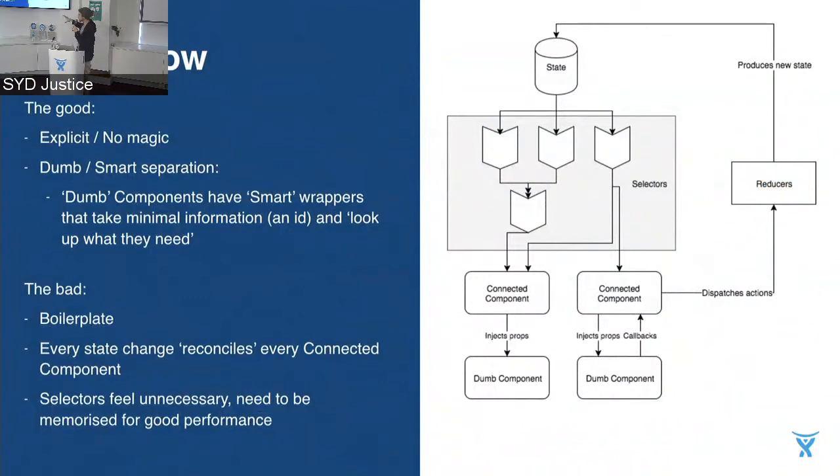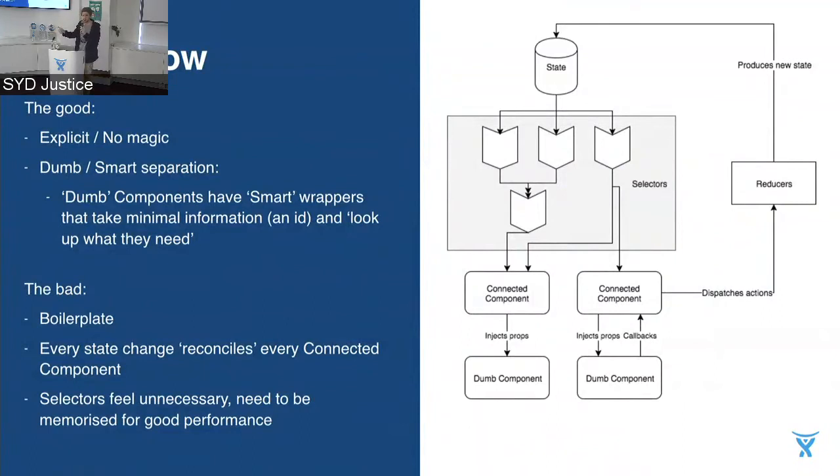Probably the best part of Redux to me, though, which is commonly overlooked, is this separation between your dumb and smart components. So the idea that you have these dumb components that just do the rendering, they take just simple flat props, and they're wrapped in a smart component that takes minimal information, usually an ID or nothing at all, and they kind of know how to grab all of the things that they need to render their dumb component. And so this is really good for a couple of reasons.